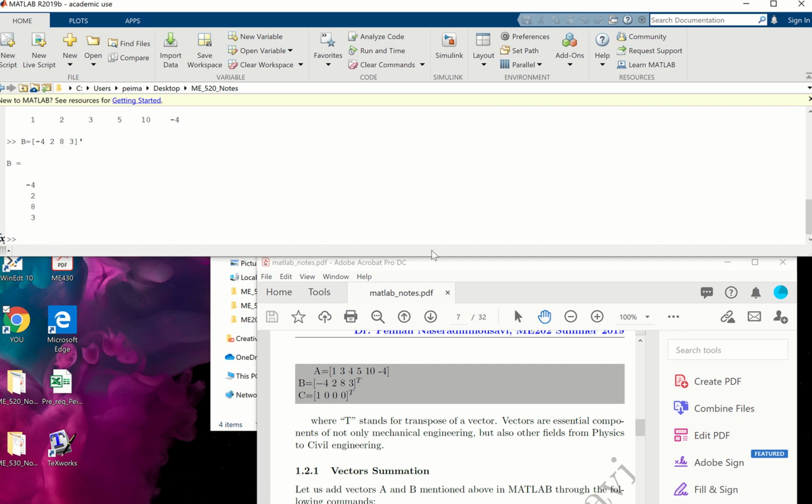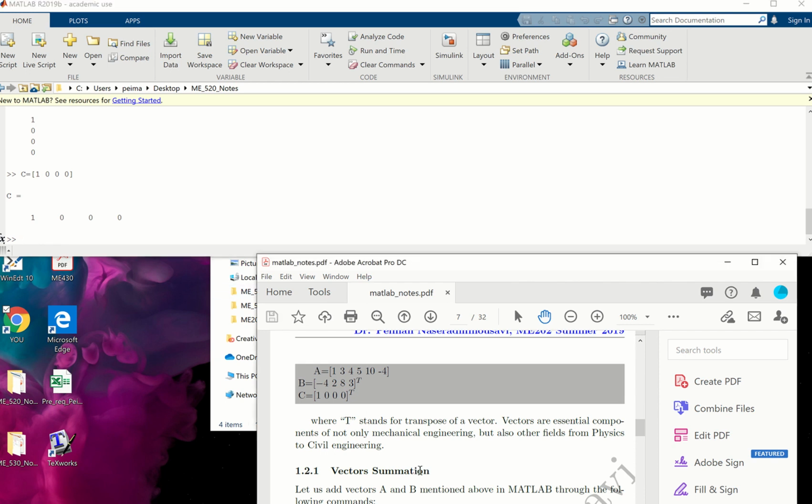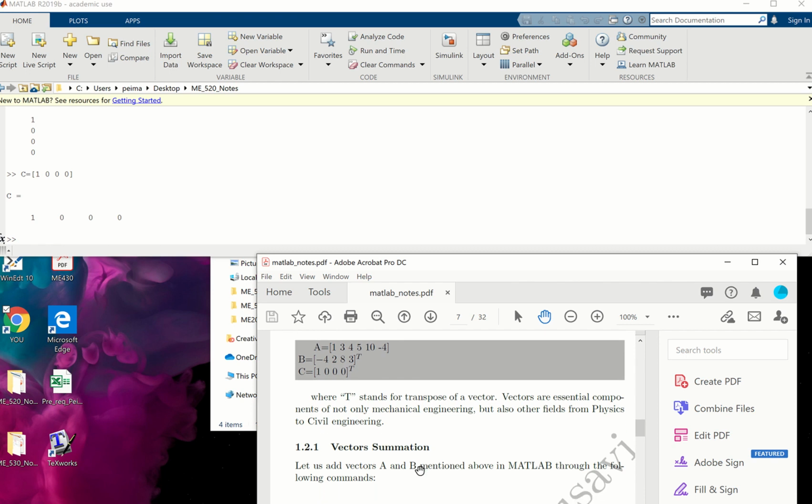Now let's go to this part. Your C is 1, 0, 0, 0. You can have a column of C like this. This is a column of C. You can also have a row of C. It depends on the application and the coding that you're going to have. We're going to get there when we solve the differential equation eventually.